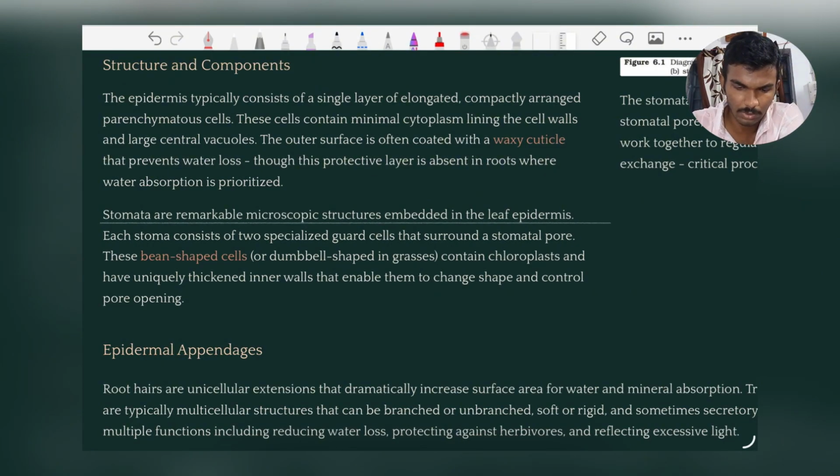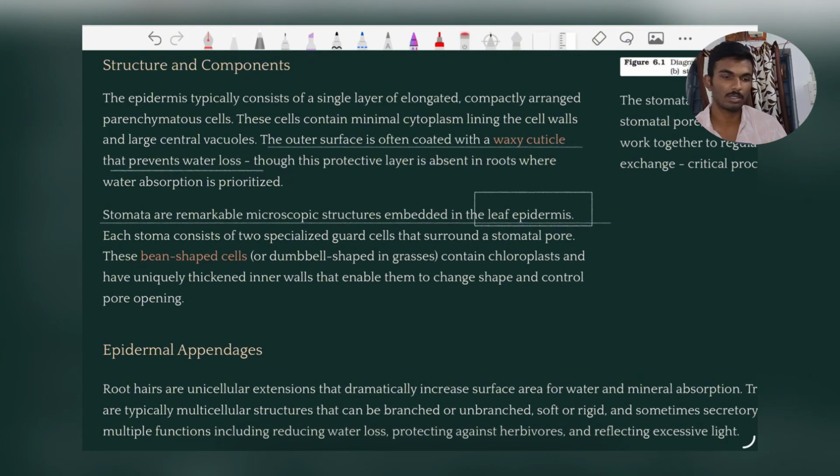This question comes up: where do stomata lie? So it must be the leaf epidermis. This also was a question in NEET: which layer prevents water loss? So it is the waxy cuticle layer.